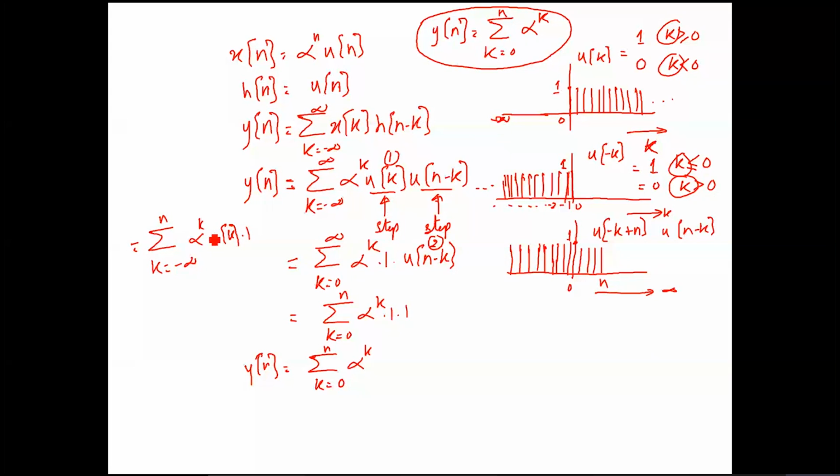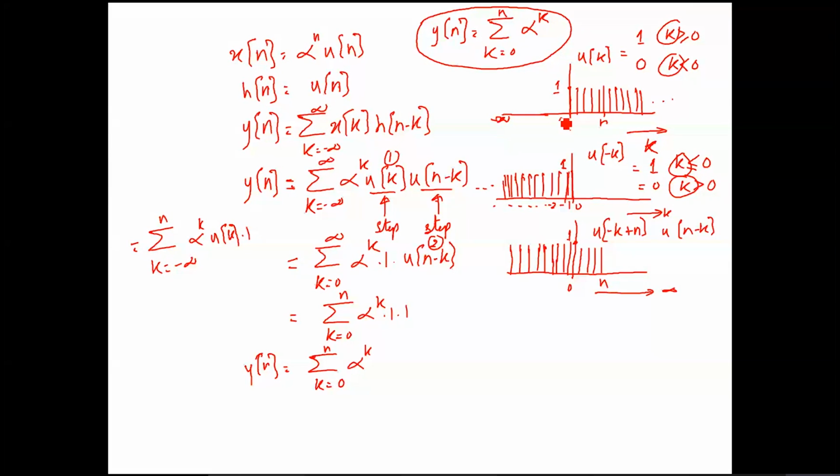And then we take the second one, and the second one is here. Now the range available to us is from minus infinity to n. From minus infinity to n, again, the signal u of k is 0 from minus infinity to 0, but from 0 to n it is 1.